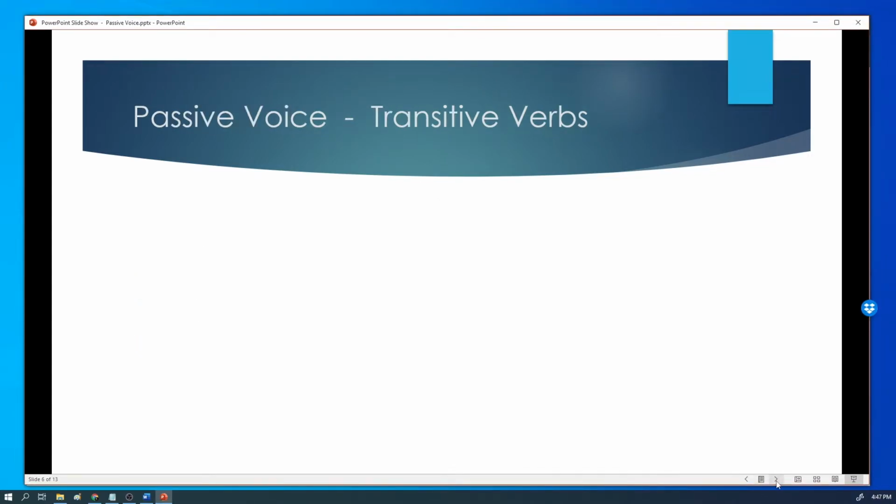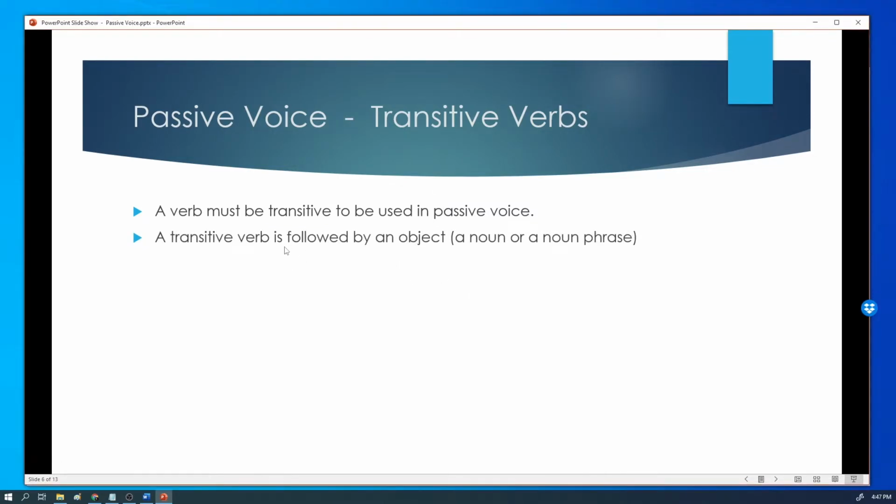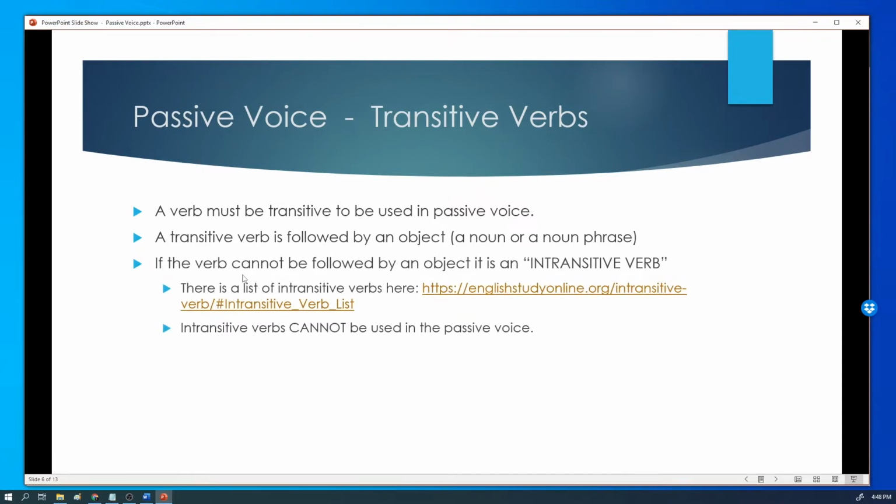Next is some very important information. For passive voice, a verb must be transitive. Transitive means that it has to be followed by an object. So that's a noun or a noun phrase. If the verb cannot be followed by an object, it is called an intransitive verb. So intransitive verbs cannot be used in the passive voice. So let's look at this link that I have here.